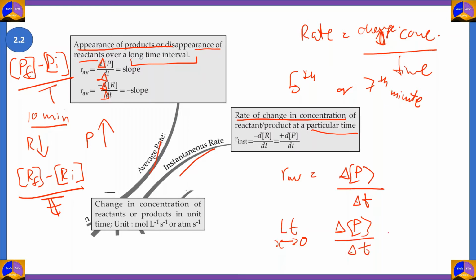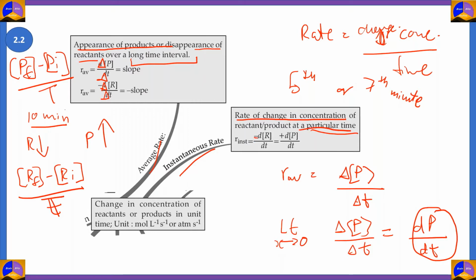So that makes the time interval very short. And the time interval that is very short is represented as d. So the change in the concentration of the products will now be dP, divided by the change in time, which will be dt. So this represents a very small time interval. So that is why instantaneous rate is known as the rate of change in concentration at a particular time.